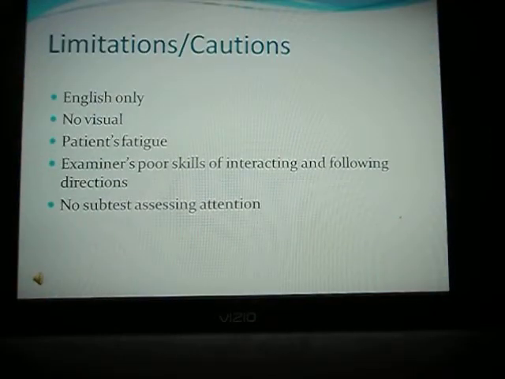The limitations and cautions seen with this test are as follows. This test only comes in the English language. There is no visual field assessed in this test. A patient's fatigue level can become a limitation when they are too tired to carry out the test. Examiners' poor skills of interacting and following directions can definitely be a limitation on this test. The last limitation is that there is no subtest assessing attention.